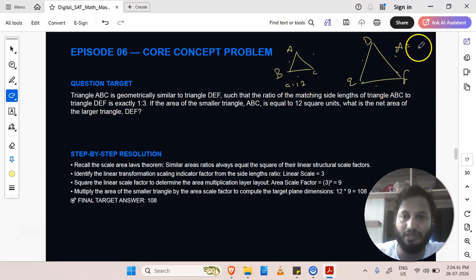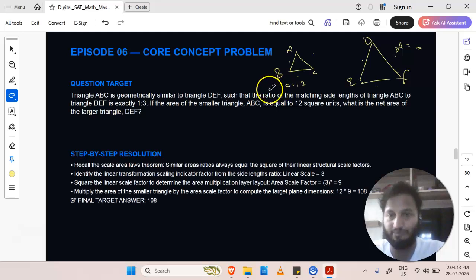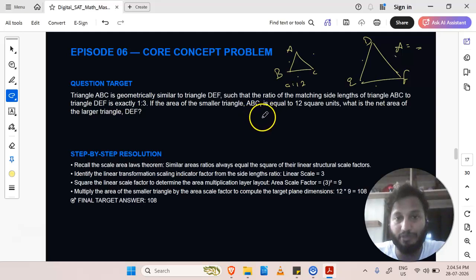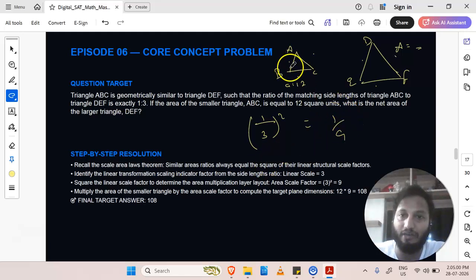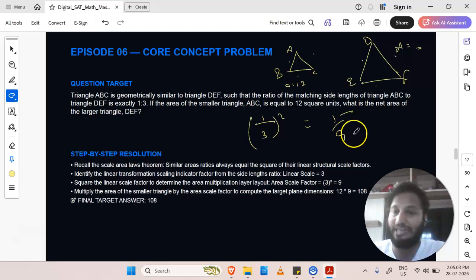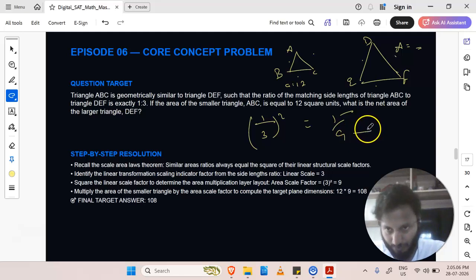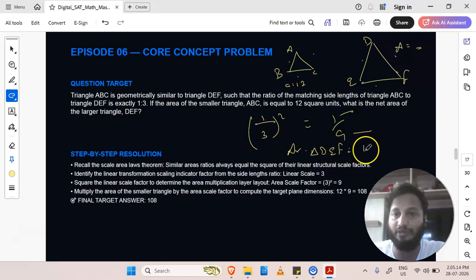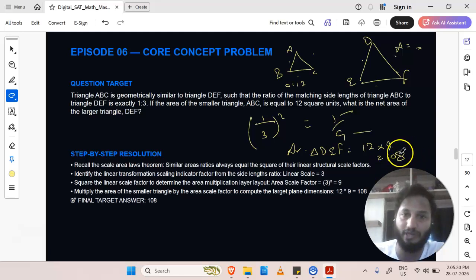Let's say it's capital A. What is the area for this one? If you know area is proportional to side length squared, so if the ratio of corresponding side lengths is 1 to 3, the ratio of areas of the two triangles would be 1 to 3 squared, which is 1 to 9. So if the area of triangle ABC is 1, area of triangle DEF would be 9, which means if the area of triangle ABC is 12, area of triangle DEF would be 12 multiplied by 9, which is 108 square units.